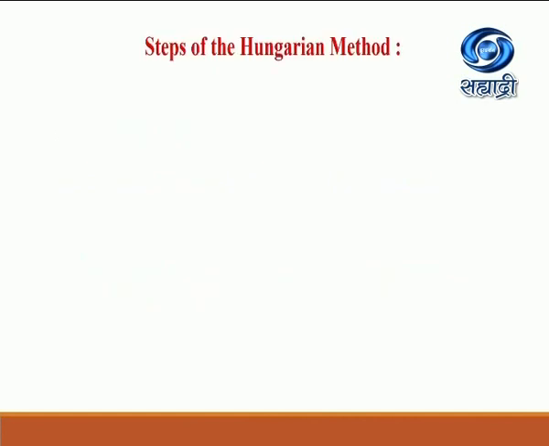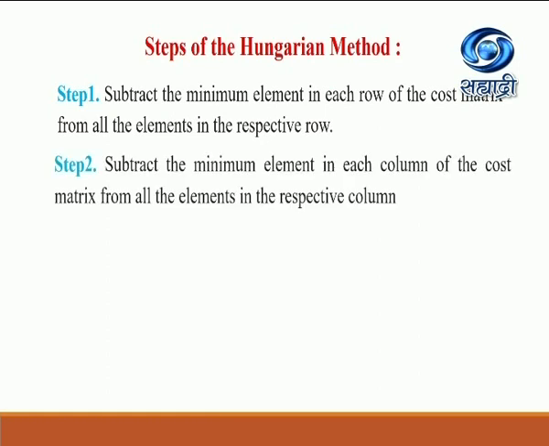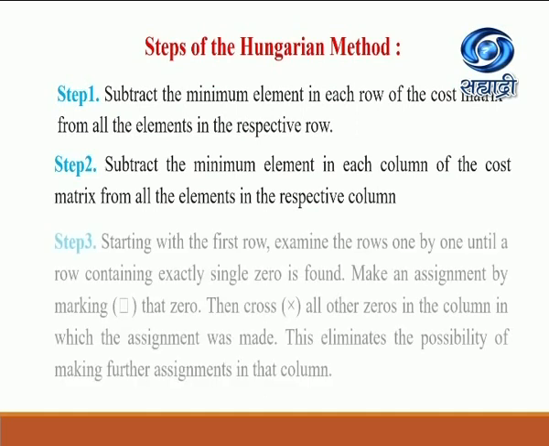So let us see the steps to solve by the Hungarian method. Step 1 is to subtract the minimum element in each row of the cost matrix from all the elements in the respective row. This is called the row minimization technique. We find the minimum element in the particular row and subtract it from all the elements. Step 2, after the row is done, we go for the column. That is called the column minimization technique. Same thing, in each and every column, find the minimum number and then subtract.